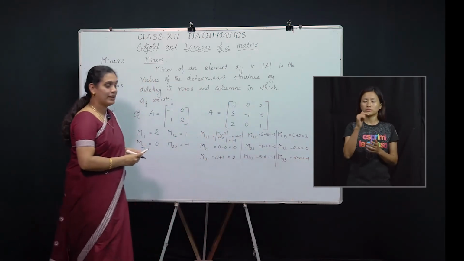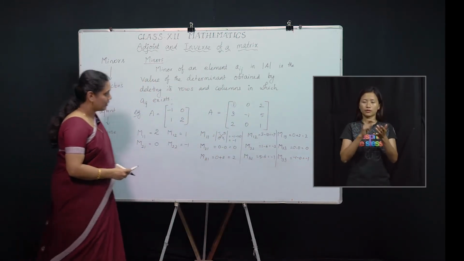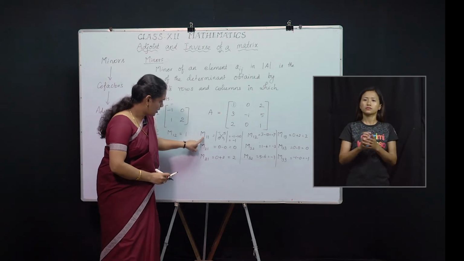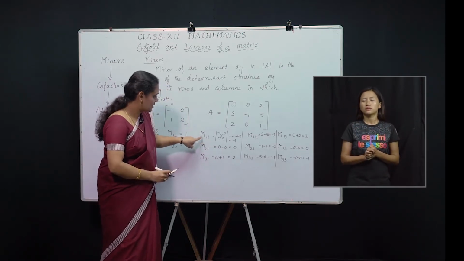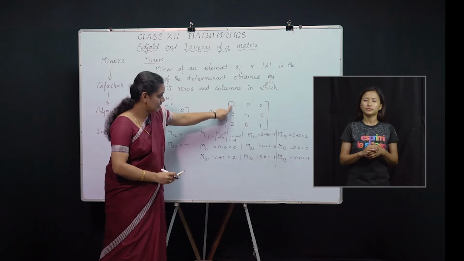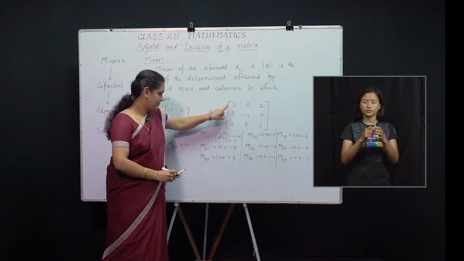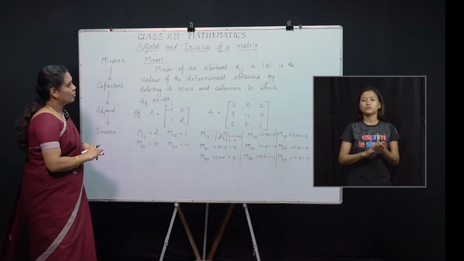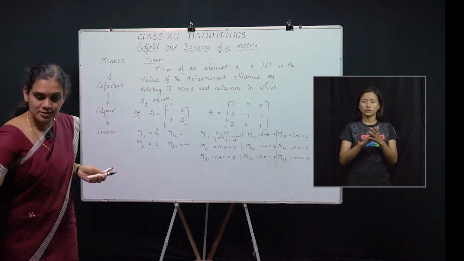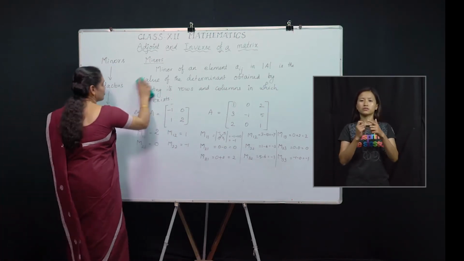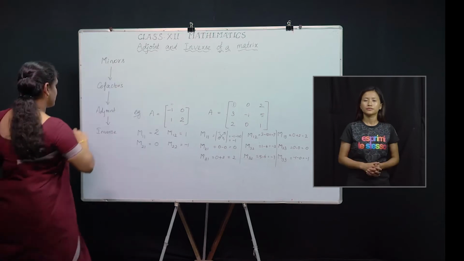This is how we find the minors of each element. M11 is the minor of the element present in the first row and first column. Okay. Next we will go to the topic cofactors.